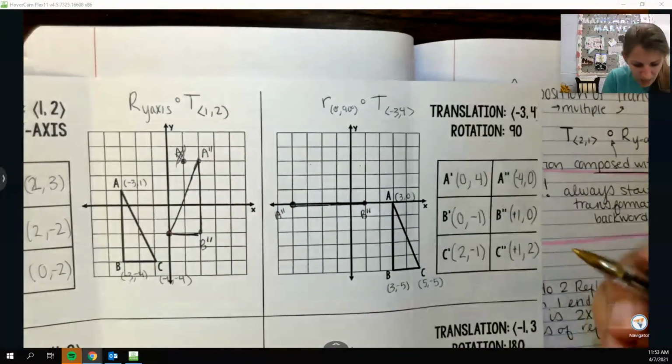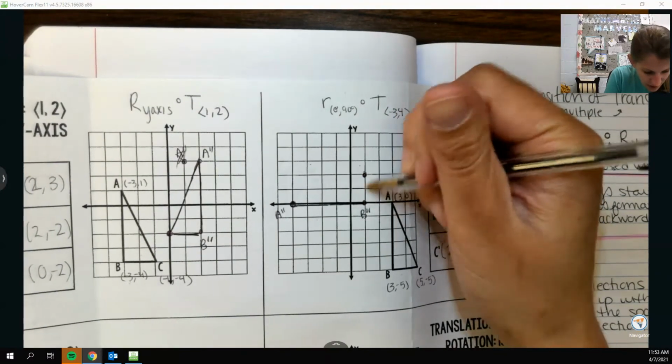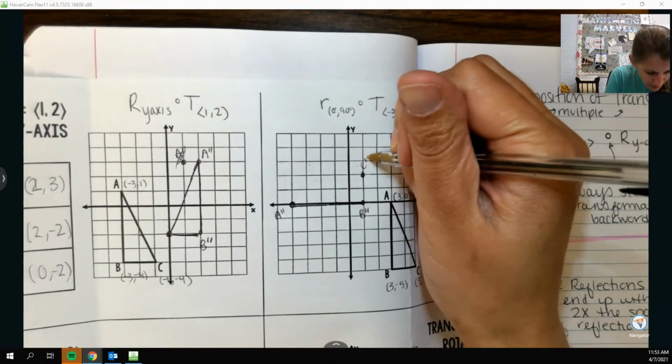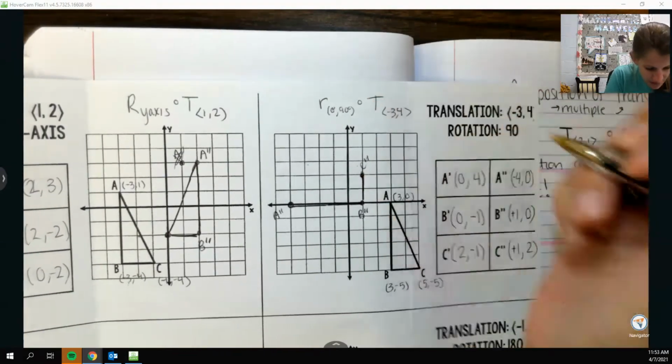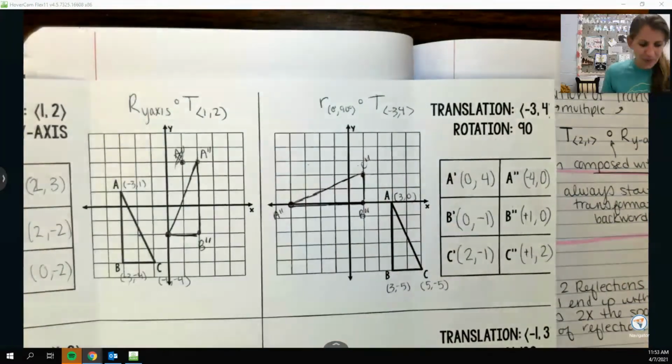And then C double prime is at 1 comma 2. And so that feels good because it's 2 away from B like it should be. And should be straight up because we should maintain that it's a right triangle. Oh my goodness, so cute.